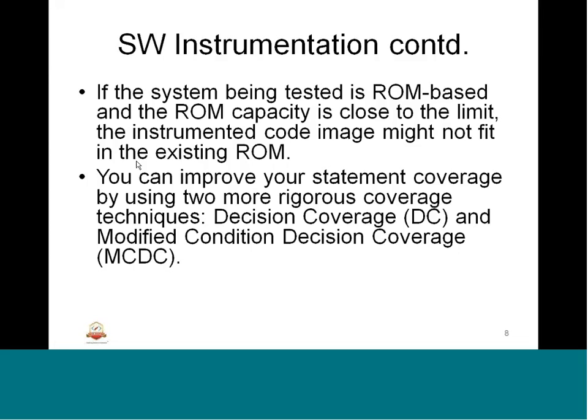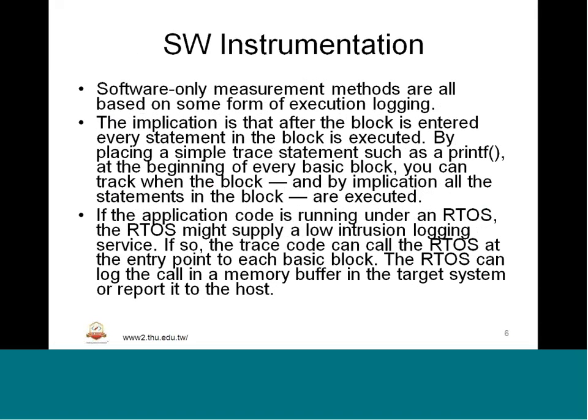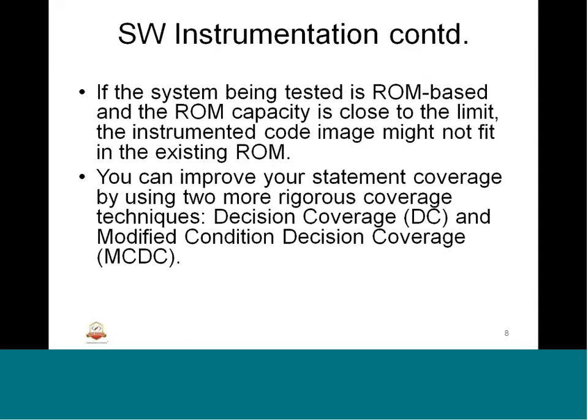So what we can do is improve statement coverage by using two or more rigorous coverage techniques. We can improve that with the help of an overlapping technique, and the statements we can reduce partially. For further testing of statement coverage, we can use decision coverage and MCDC, modified condition decision coverage. So that is how software instrumentation is done. There are various tools. We will touch base on some of the tools as an example at the end of this session or in the next session.